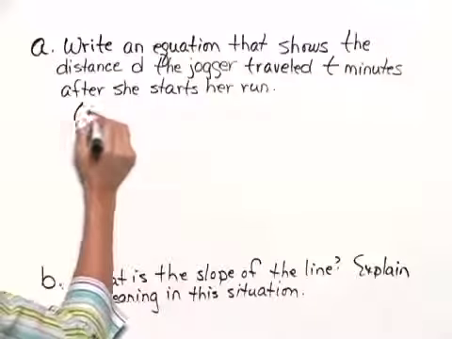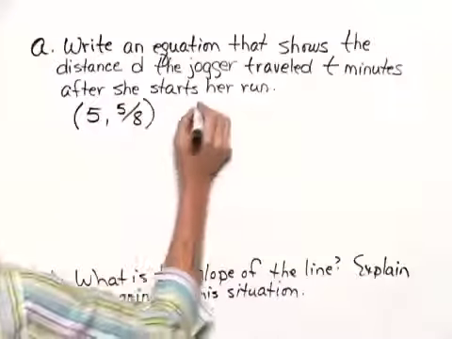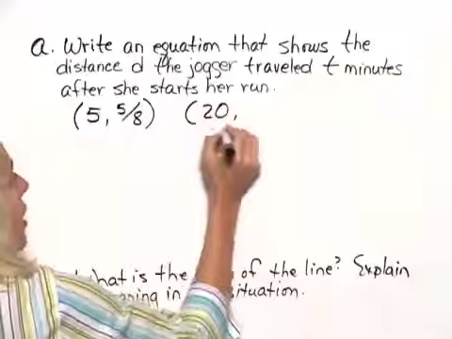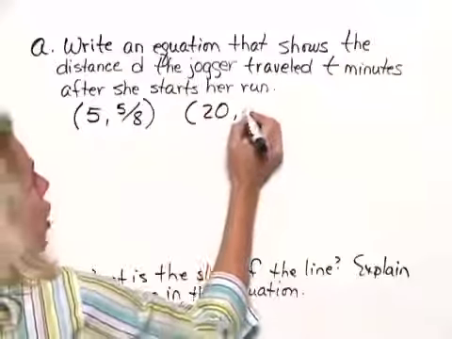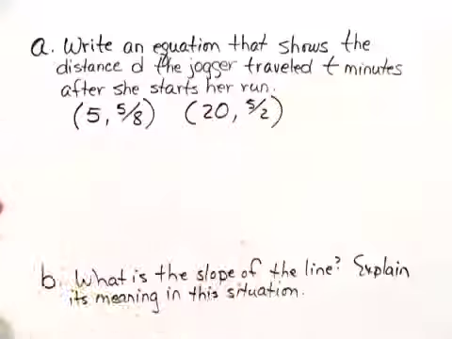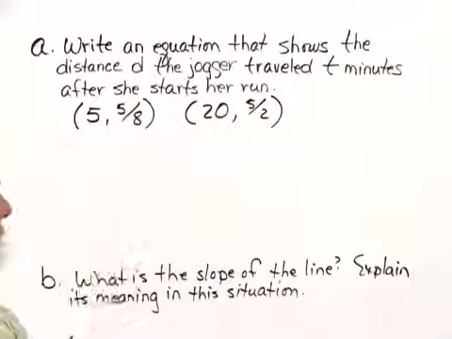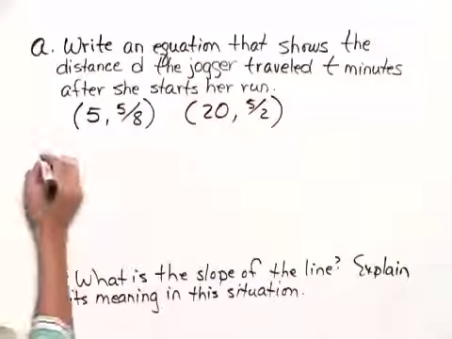We're told that 5 minutes into her run, the jogger has gone 5/8 of a mile. And 20 minutes into her run, she's gone 2.5 or 5/2 of a mile. And I'm going to convert that 2.5 to 5/2 so that it'll make my calculations a little easier.